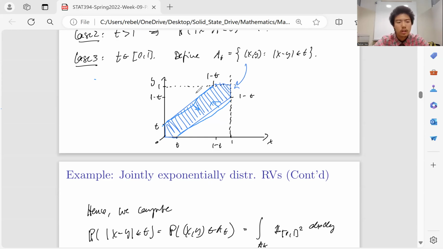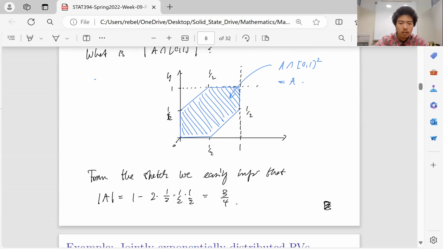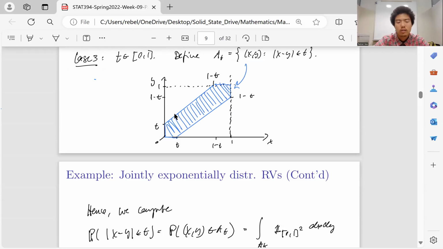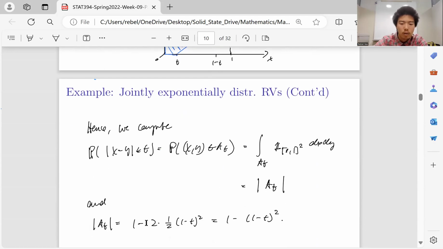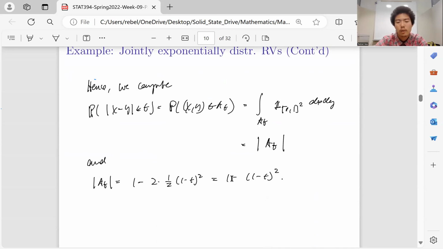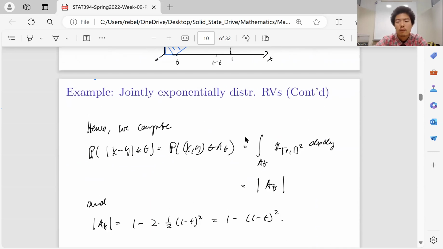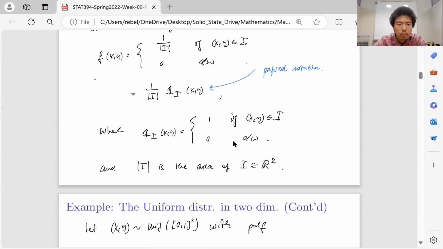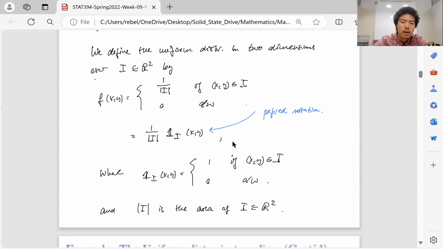In this case, we can use our discussion above to generalize it, which is we calculate 1 minus 2 times the triangle's value, which is 1 minus t squared. So our conclusion will be 1 minus t squared. So that's our generalization. So let's go back above to discuss why we want to discuss this example.